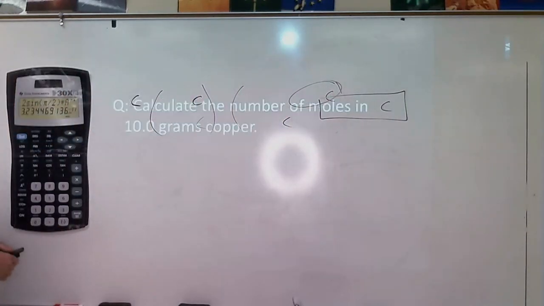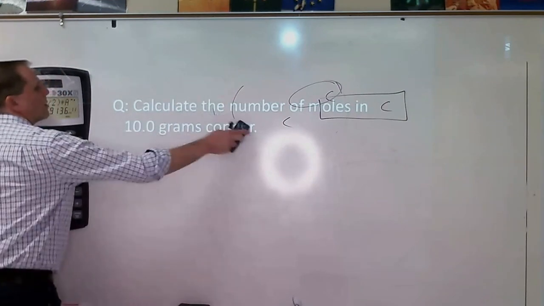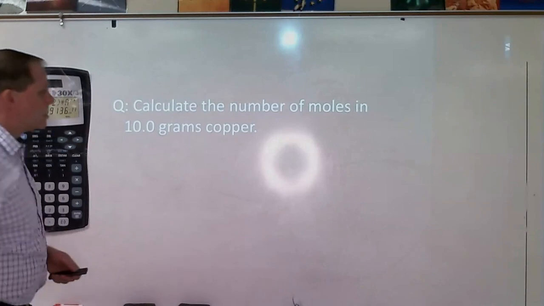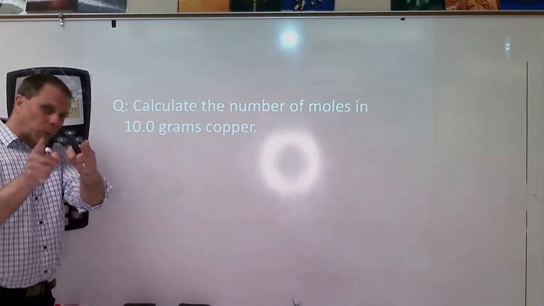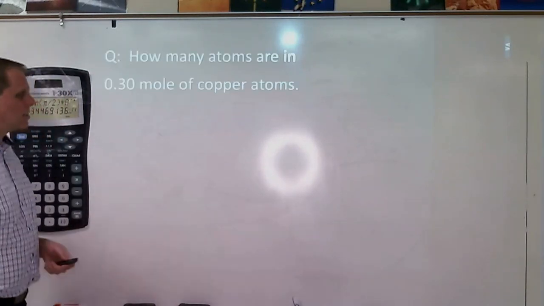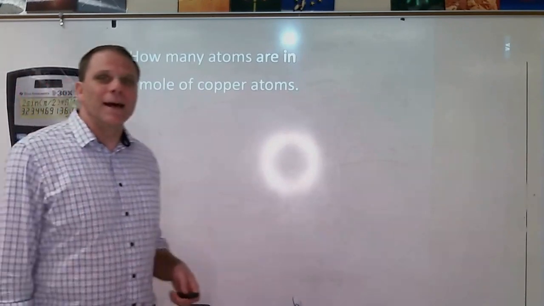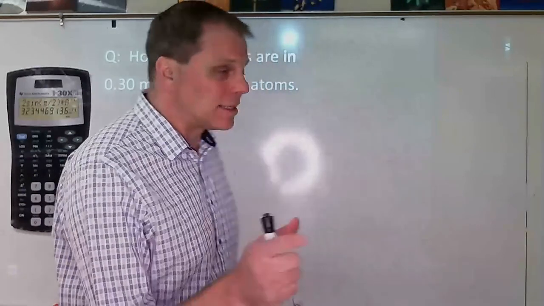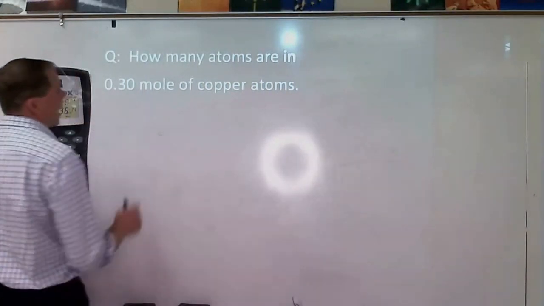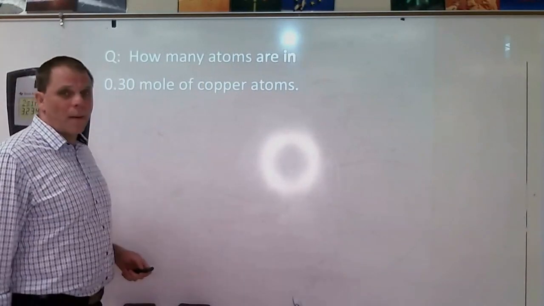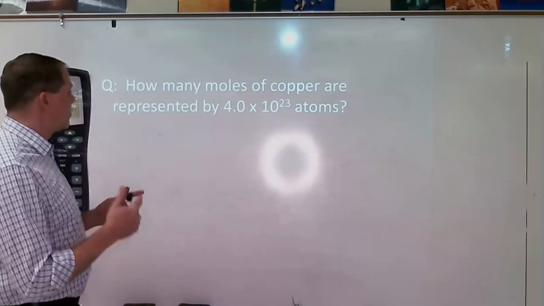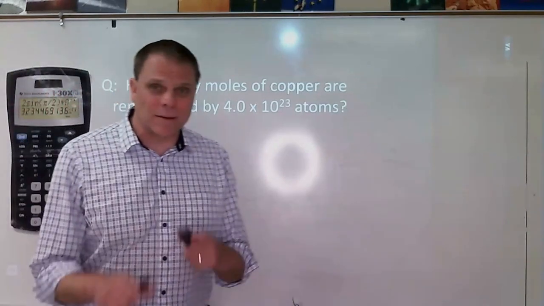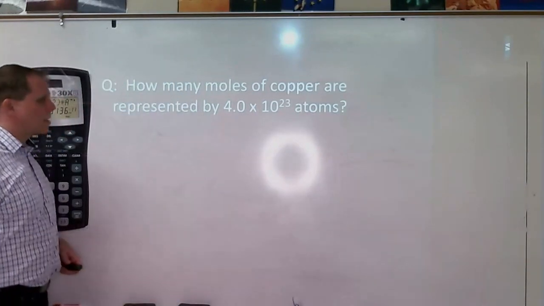Okay, all right. Now, let's see if you can do this. Calculate the number of moles in 10 grams of copper. All right, pause it, and you're back. How'd you do? We'll see. And again, we can practice these as you come into class and see how you're doing, okay? How many atoms are in 0.3 moles of copper atoms, all right? Pause it, try it, coming back. How many moles of copper are represented by 4.0 times 10 to the 23rd atoms? Pause it, get your answer, come back.